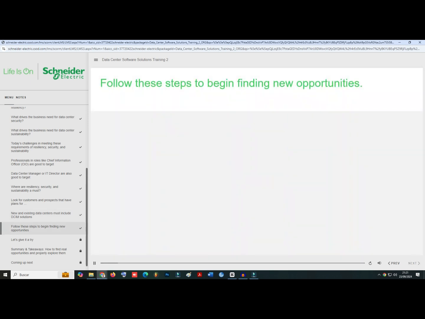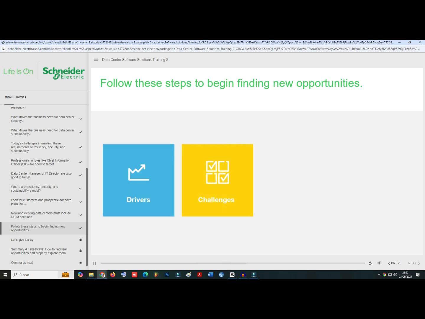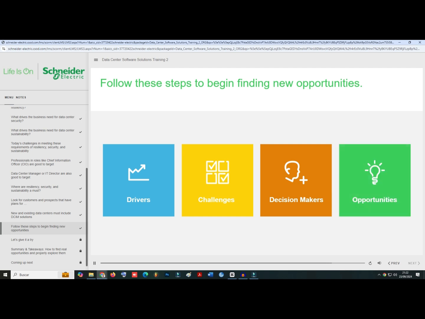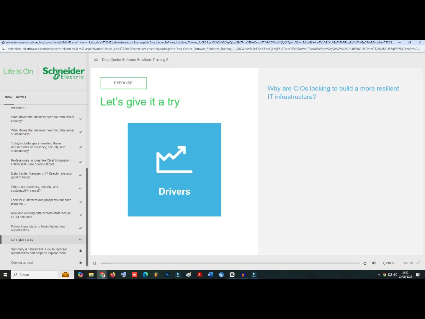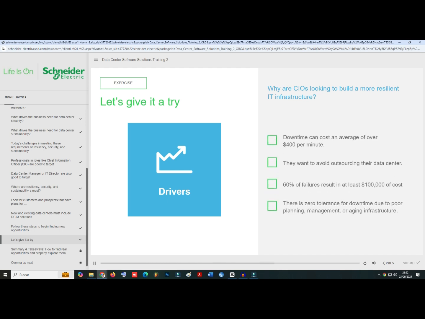Now, to review, let's refocus on how to more effectively sell software solutions. For the most part, it's like selling other solutions. You must recognize the market drivers, discover what specific challenges the organization faces, make sure you are working with the contact who is most invested in solving these challenges, then maximize your opportunity by sharing ways you can help meet their goals. Why are CIOs looking to build a more resilient IT infrastructure?